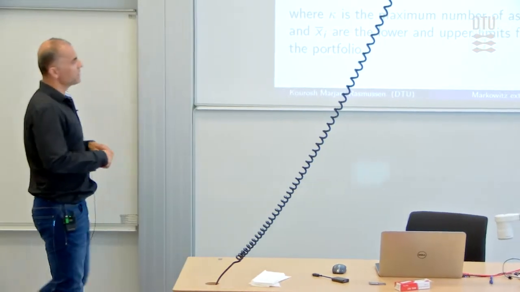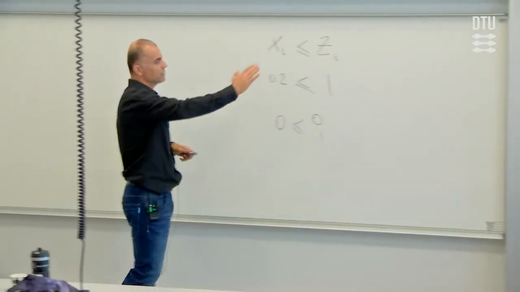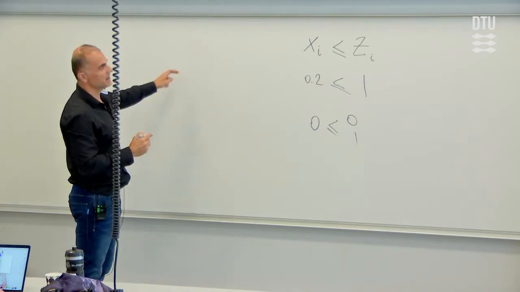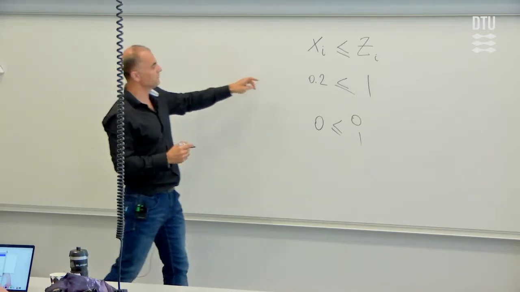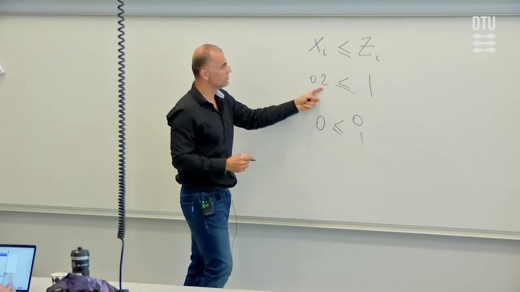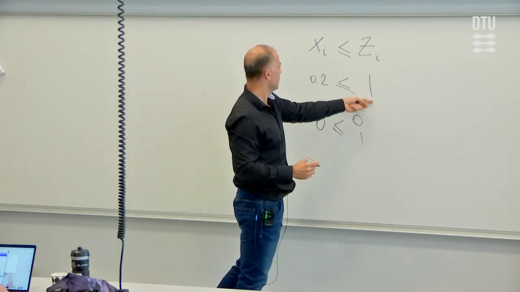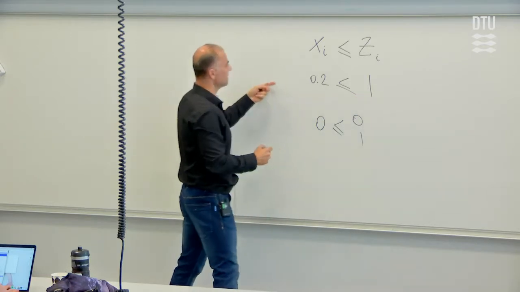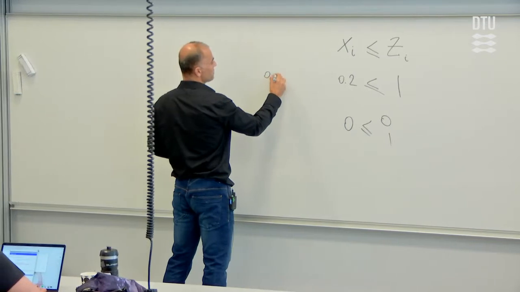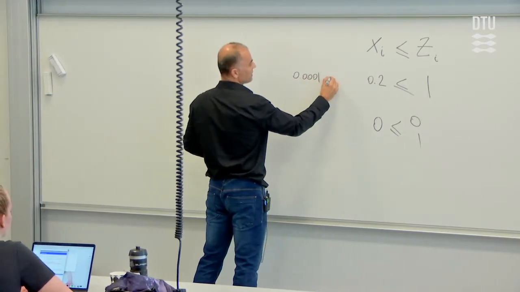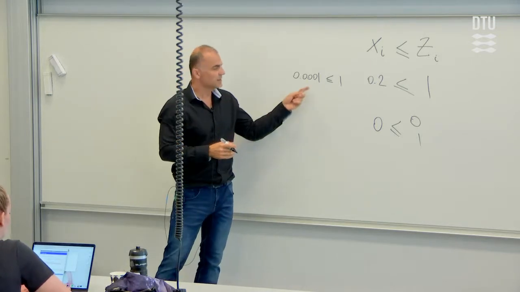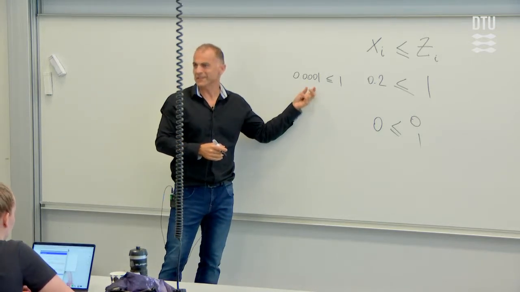So notice what happens if you take both the left-hand side and the right-hand side. Let's start with this one. Let's say this was 0.2 and 1 here. Now let's take another example. Let's say it could also be 0.0001. Still is less than or equal to 1, right? So that is like 1% of a percent, right? It's a very small amount.